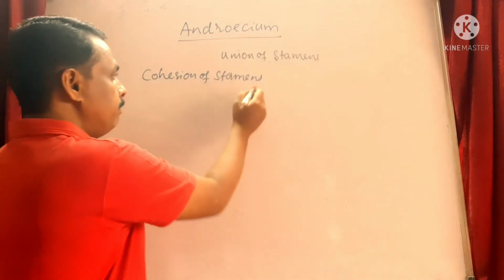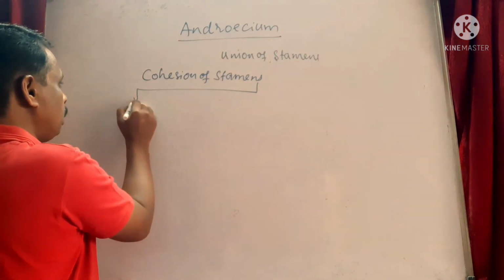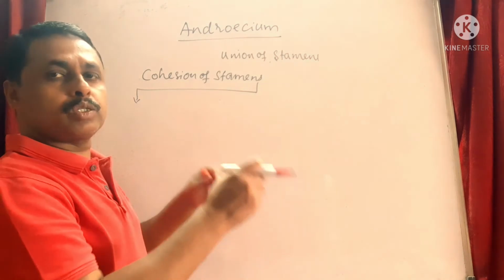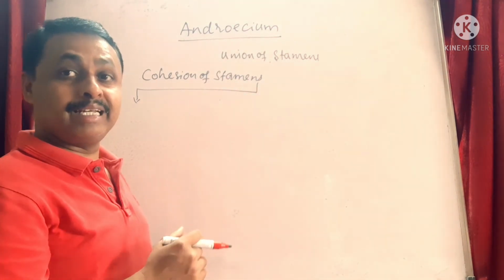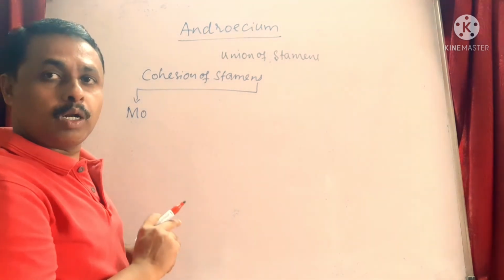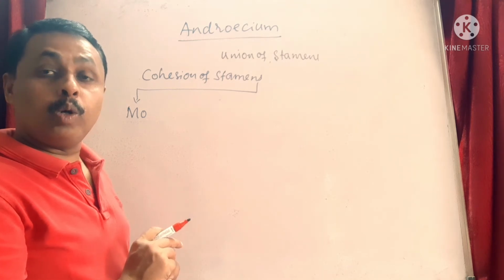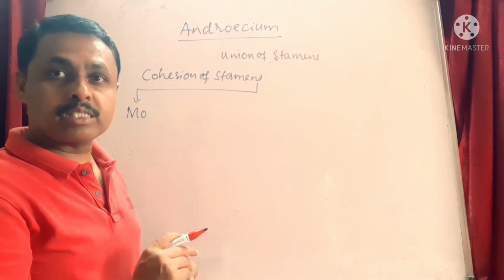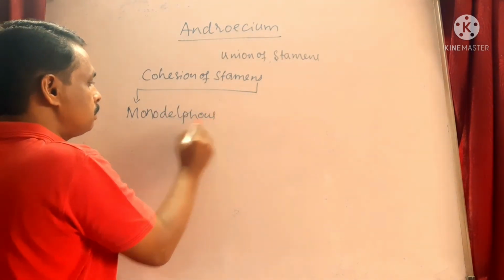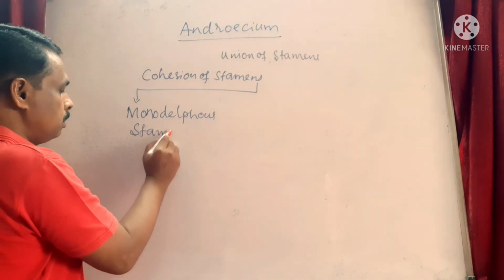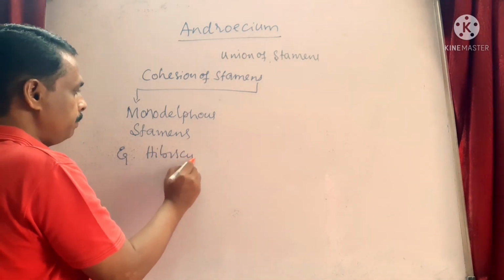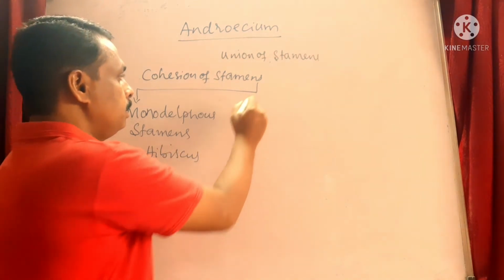Based on this, we can have different categories again. One is, if all the stamens present in that flower are attached together and form a single staminal tube, those are called monodelphous stamens. Example, hibiscus, Malvaceae members.